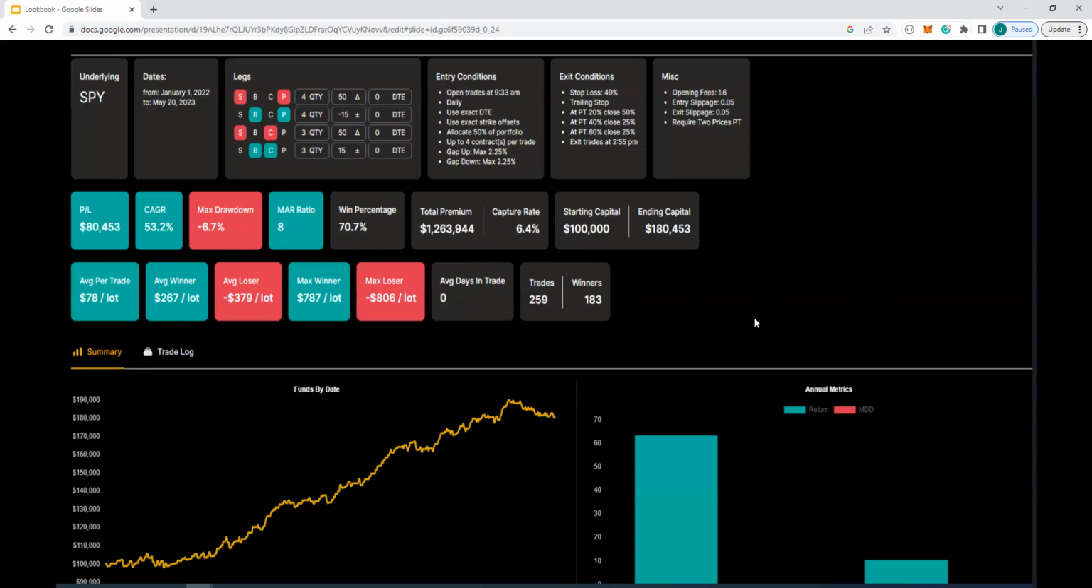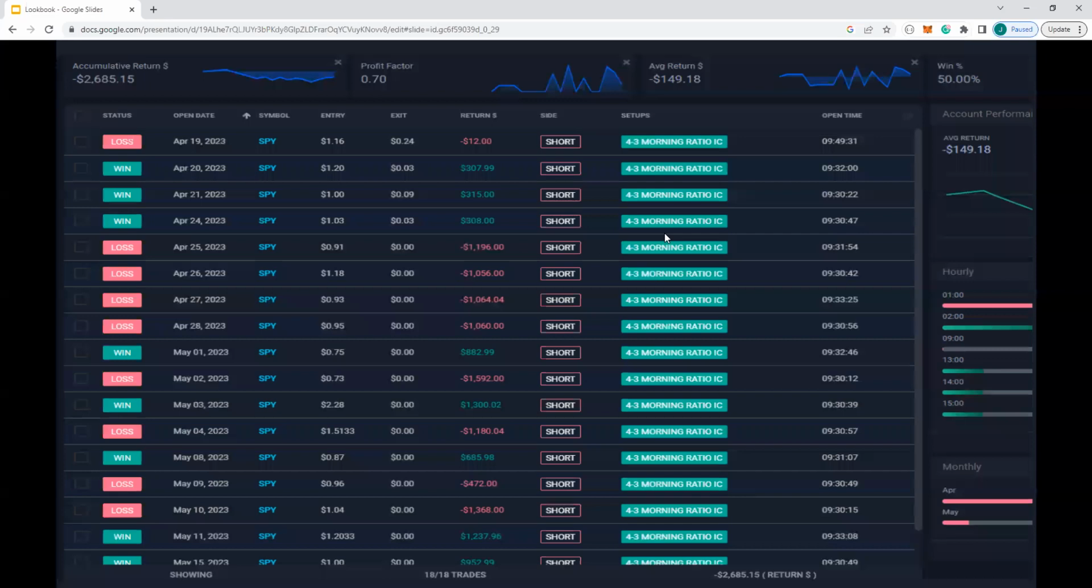But that's pretty much how I develop my strategies, how I begin to develop my strategies. So here is the actual result of this position. It was not working out. I had 18 trades in this position.